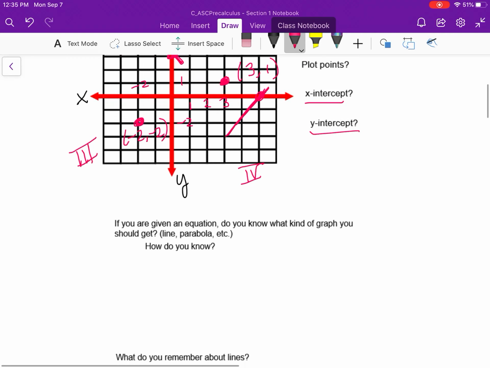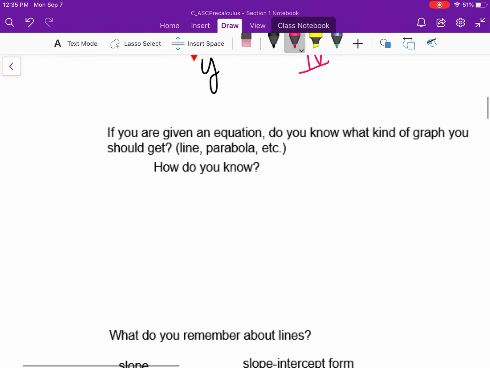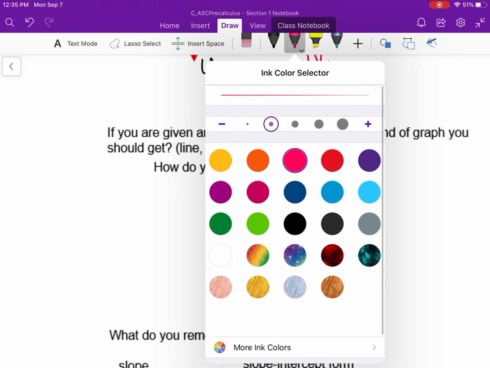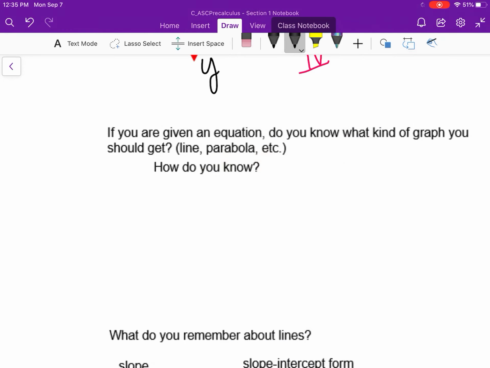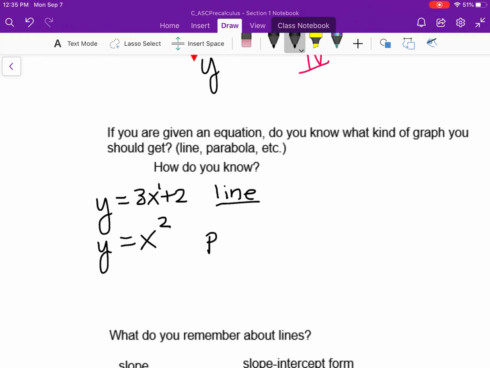Okay. And so if I give you an equation, do you know whether you have a line, a parabola, or whatever? You probably remember this. If I have y equals 3x plus 2, you remember that that's a line, right? Because x is to the first power. If you have y equals x squared, remember that's your parabola, because it's got x squared. Parabolas look like this, or they can look like this, either way.